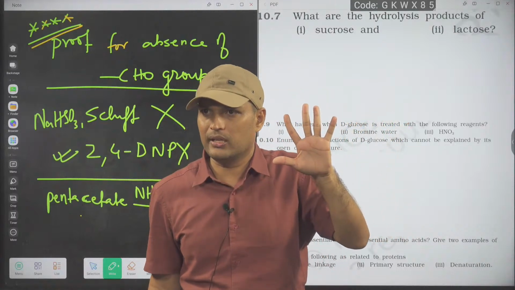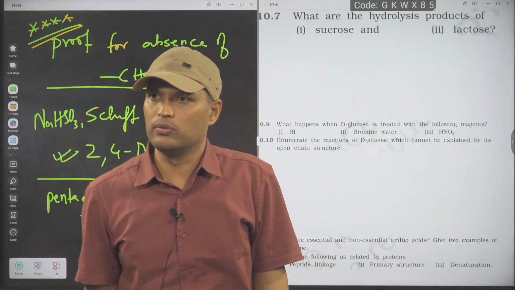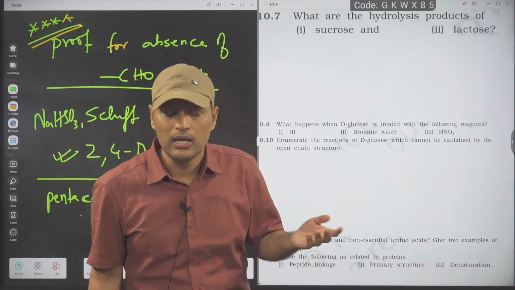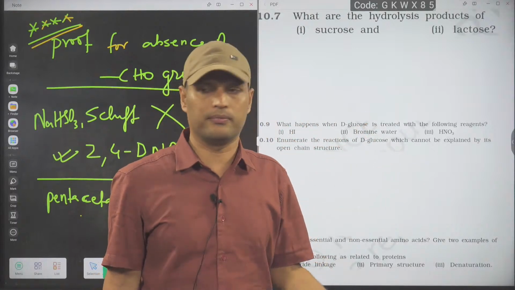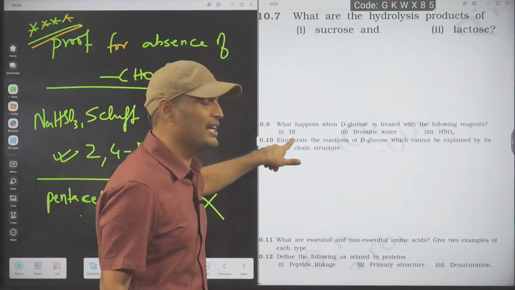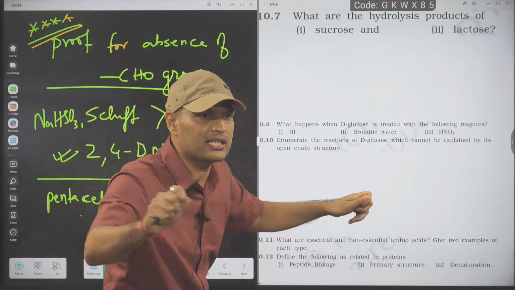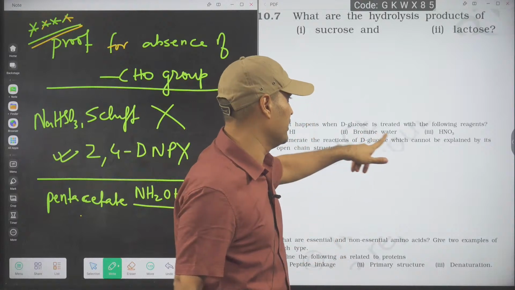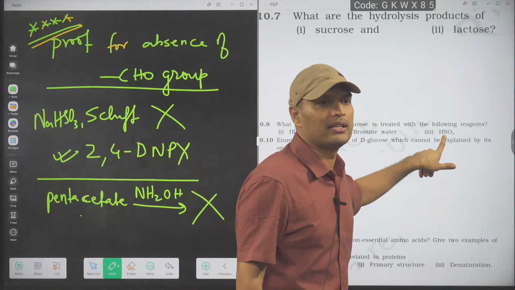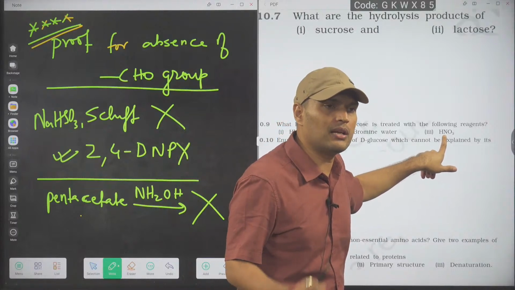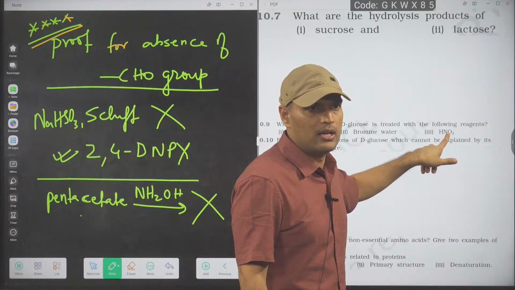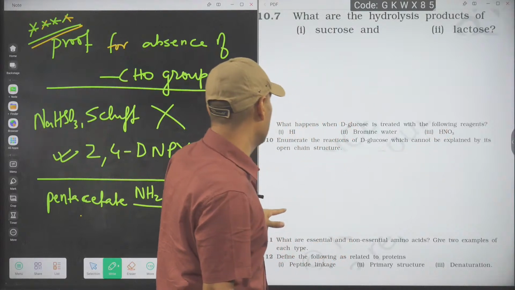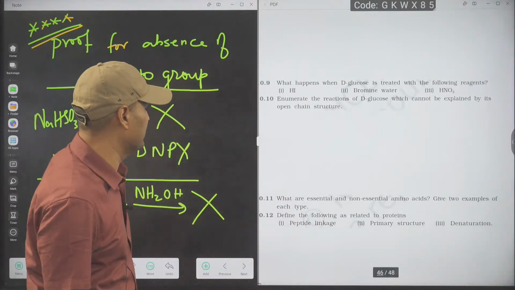5 reactions are written in the beginning. The same 5 reactions we have asked you in the paper also. So you should know the product and you should also know the conclusion. What is concluded? From HI, it is concluded that there is a straight 6-carbon chain. From bromine water, it is concluded that an aldehyde group is present. From HNO3, it is concluded that a primary alcohol is present, a terminal alcohol. What is the product with HNO3? Saccharic acid or glucaric acid.